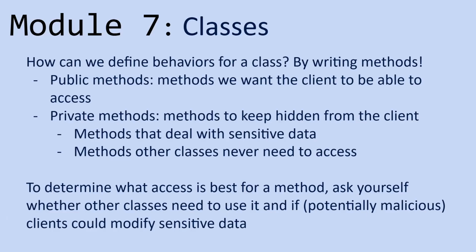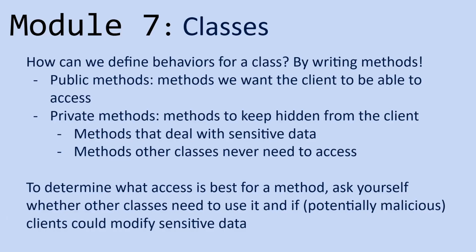So, just to restate, private methods, other classes can't access those. They can't call those at all. Public methods, anyone else can call those as much as they want. And yeah, we just call the other class calling that method the client.